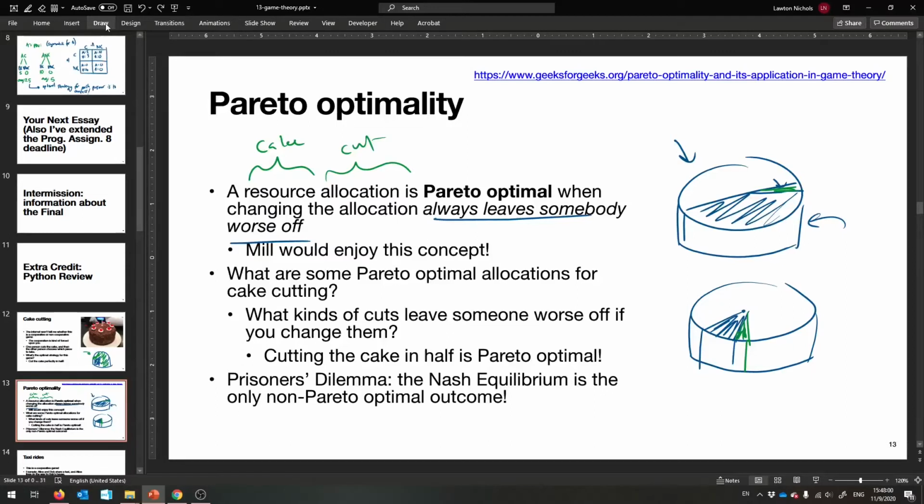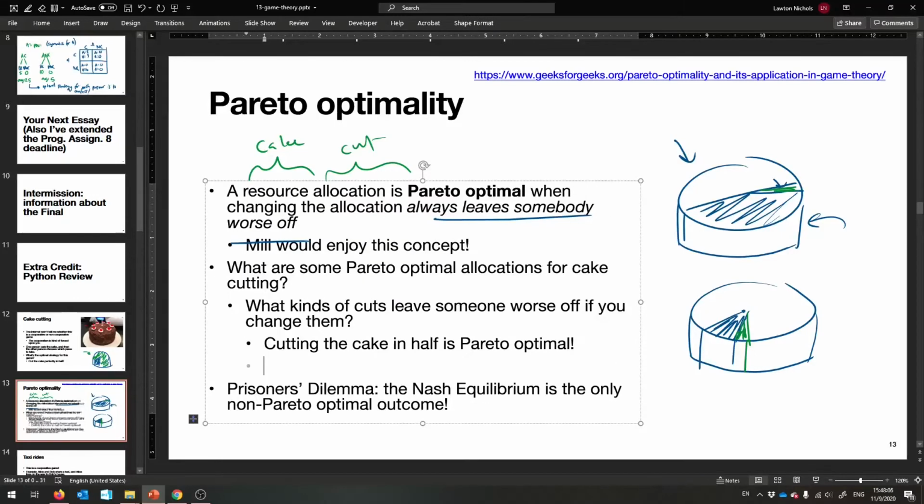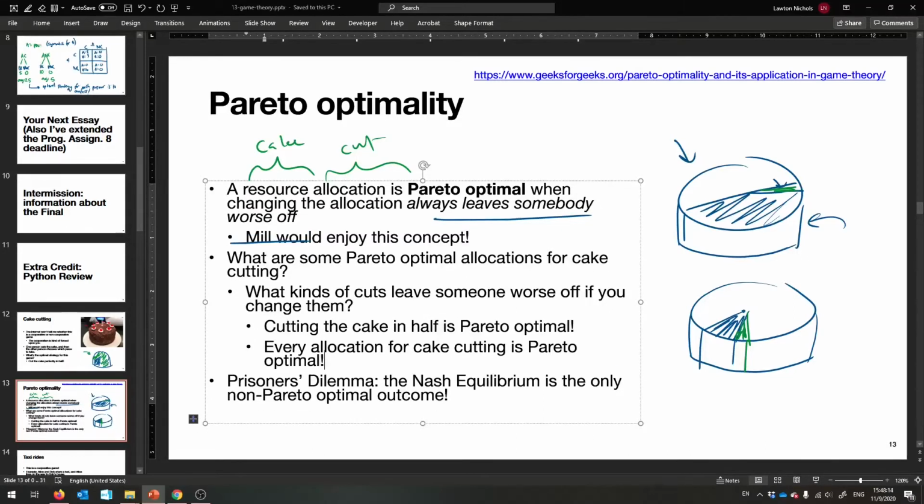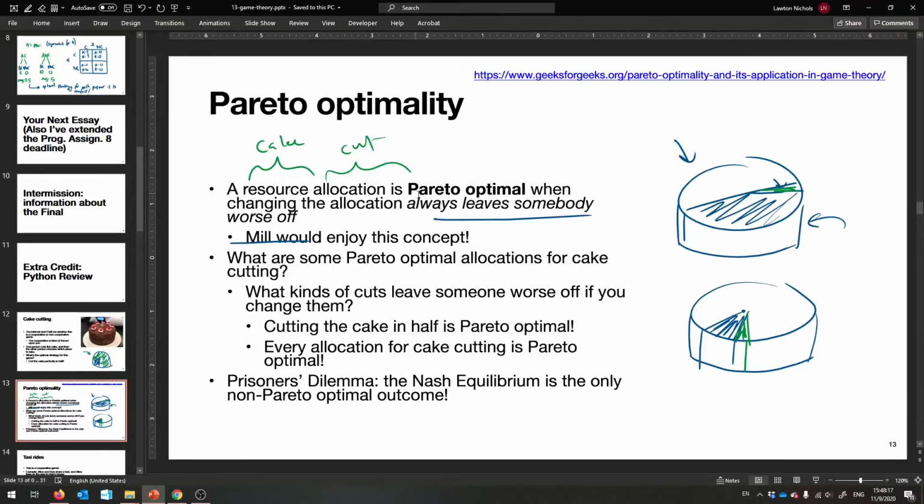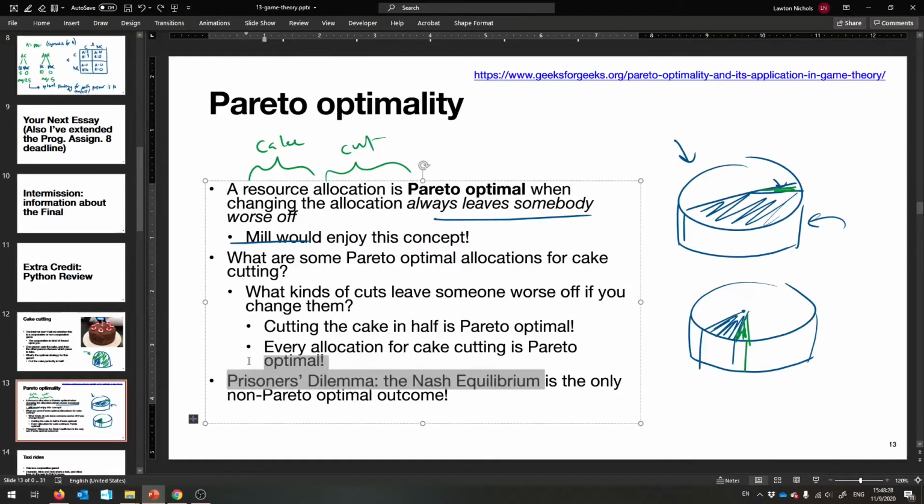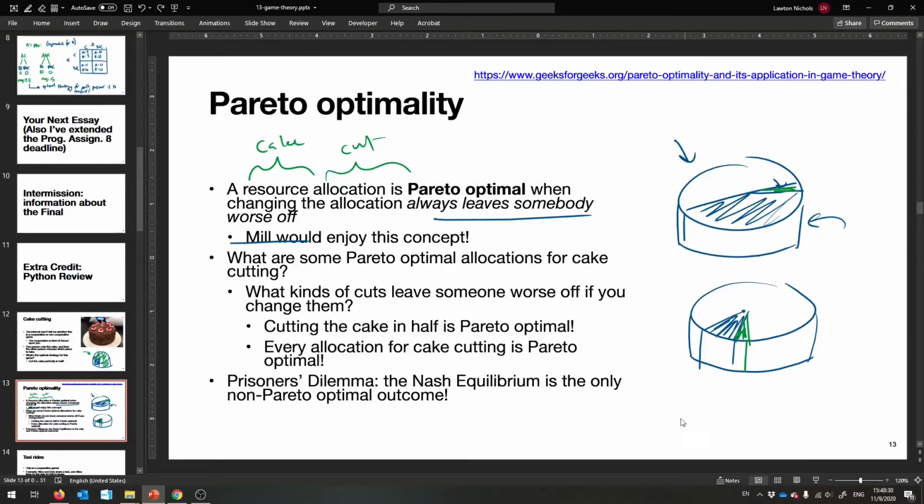So, in fact, every allocation for cake cutting is Pareto Optimal. Which is kind of weird to think about, but if we just follow the definition, it is the case. A resource allocation is Pareto Optimal when you change it, it leaves somebody worse off. If you change the way you cut the cake, somebody's getting less. Somebody might get more, but somebody's getting less. You see that? It's interesting. So that is a weird case of Pareto Optimality.